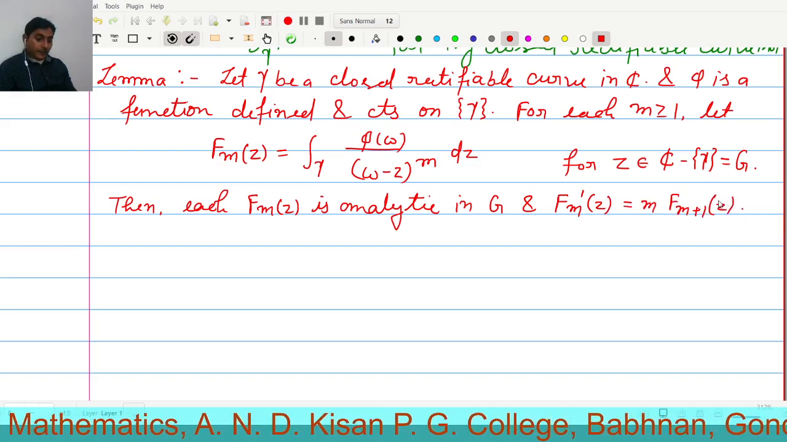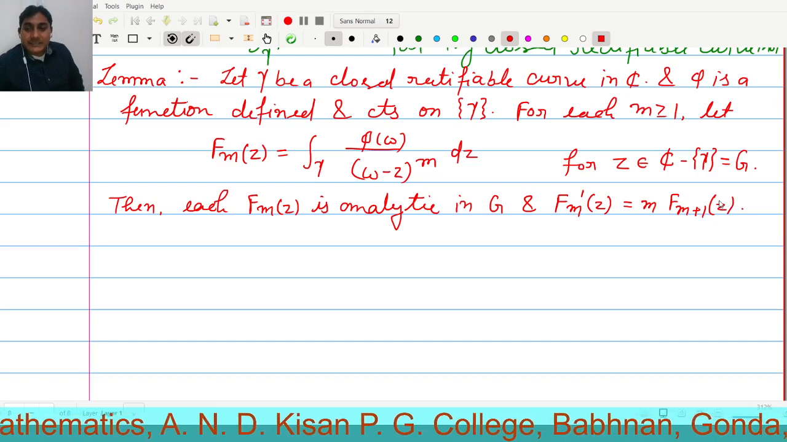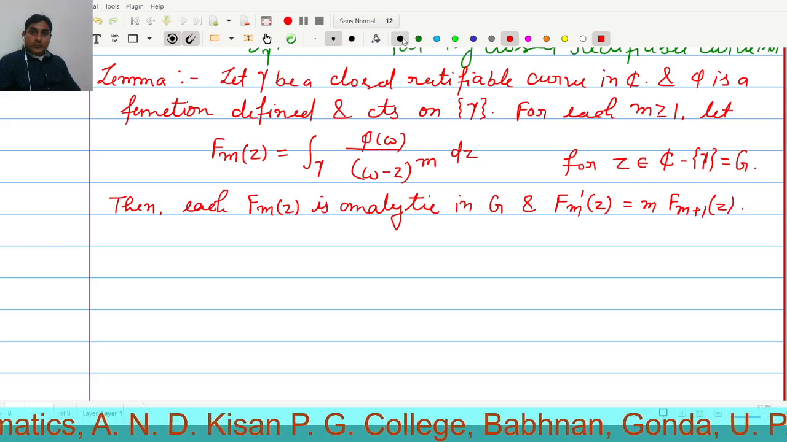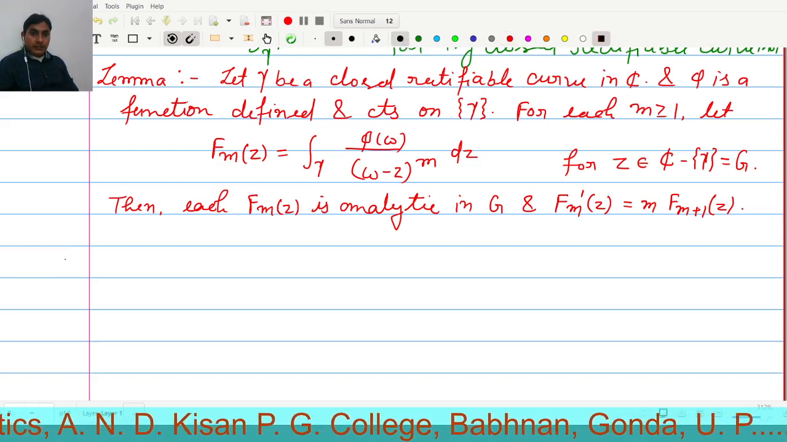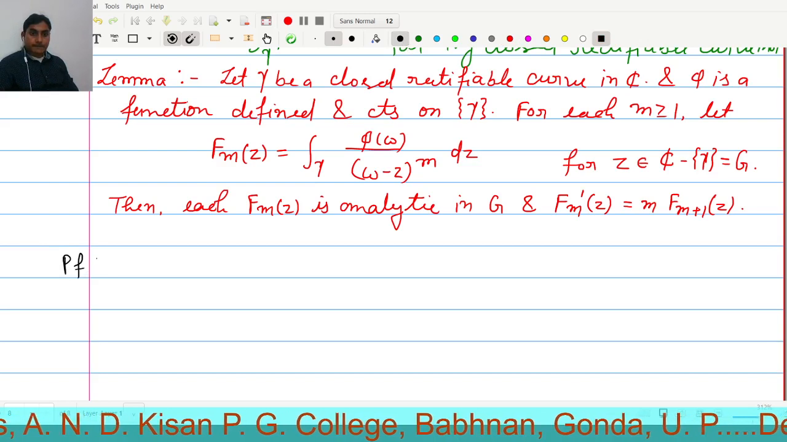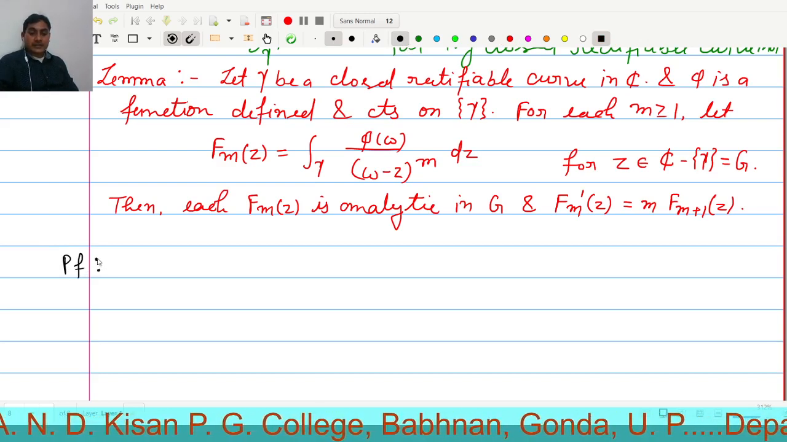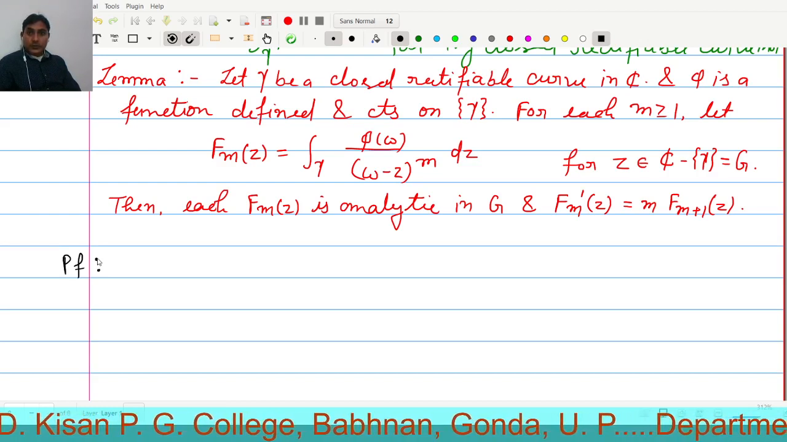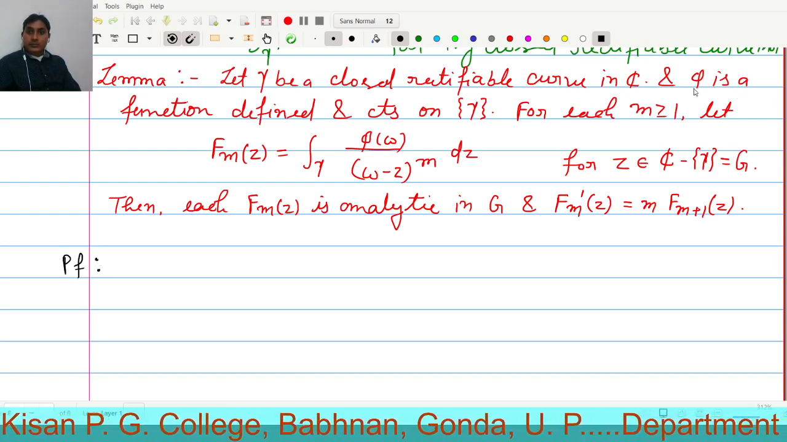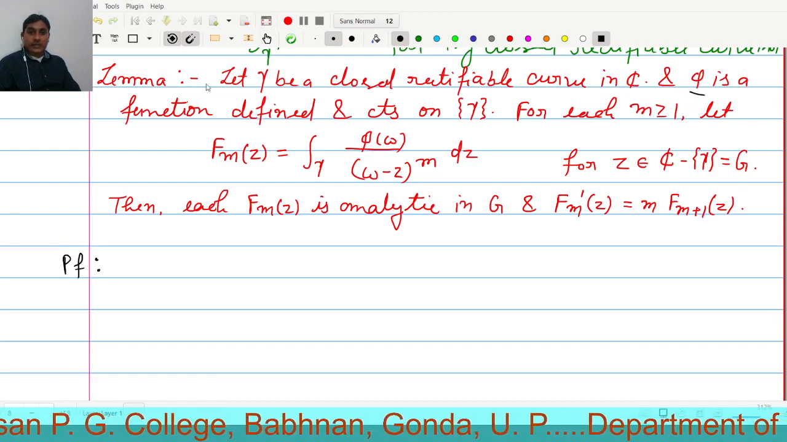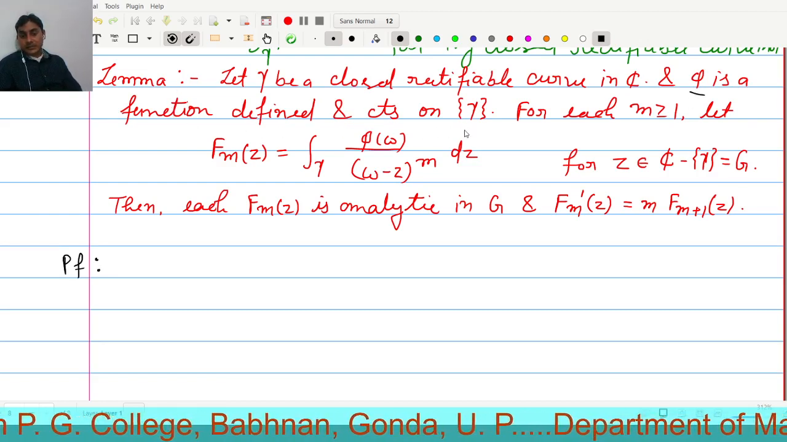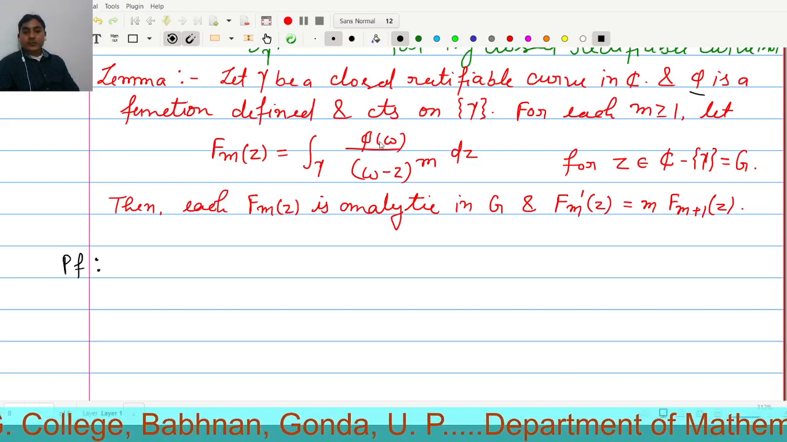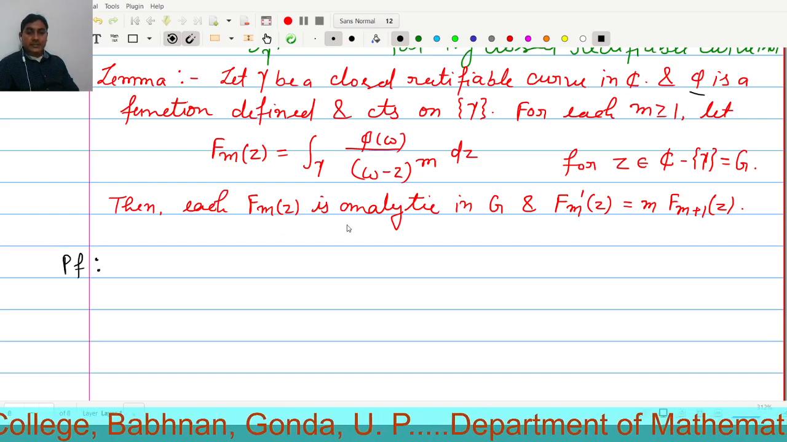Okay, so this is our statement. Now I'm going to prove this one. This is an interesting thing, and we are going to prove this. Here we have only assumed that this function phi is defined and continuous on the trace, so that you can define this kind of an integral. And our aim is to show that F_m is analytic.